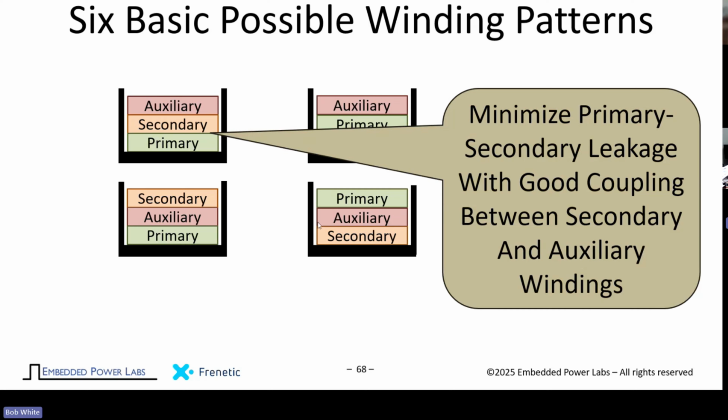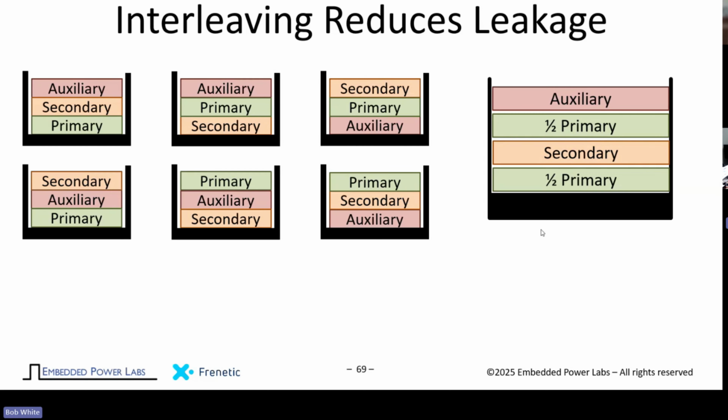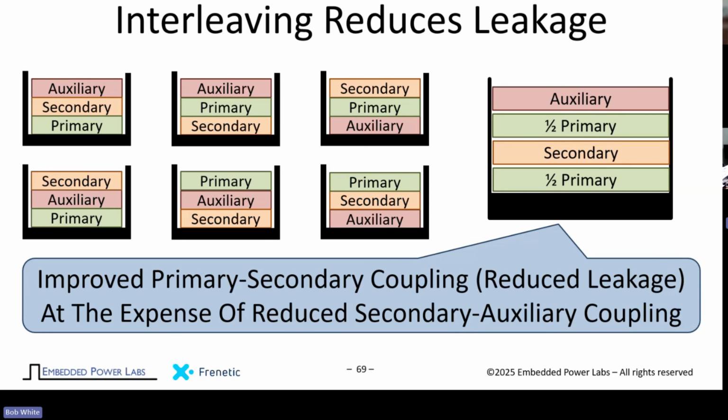Well, it turns out this is kind of your best starting point, with the primary closest to the core, then the secondary, and then the auxiliary winding. Okay. Now we can do even better if we split the primary. Now this complicates the winding and increases the cost, but this will greatly reduce the leakage inductance. This will give us a better coupling of the primary to the secondary.